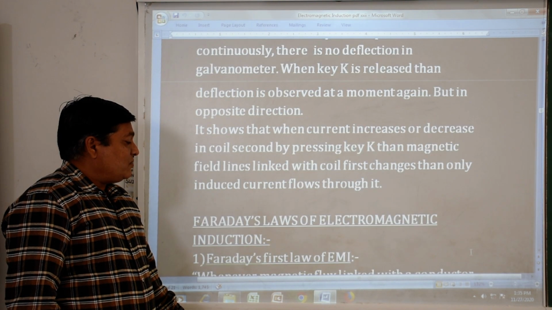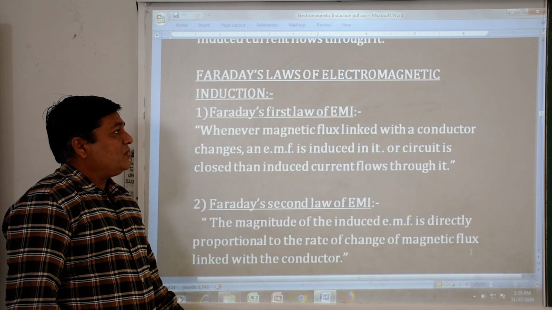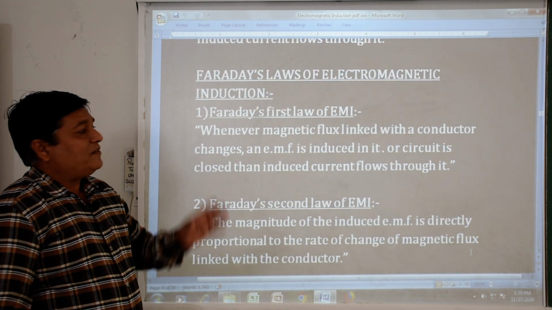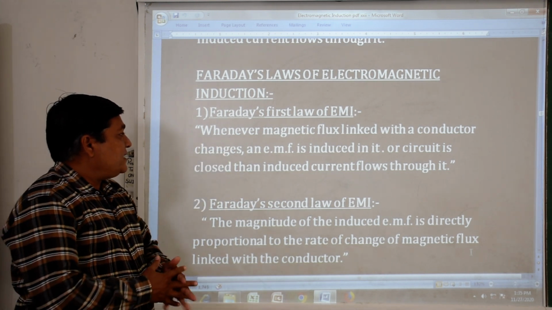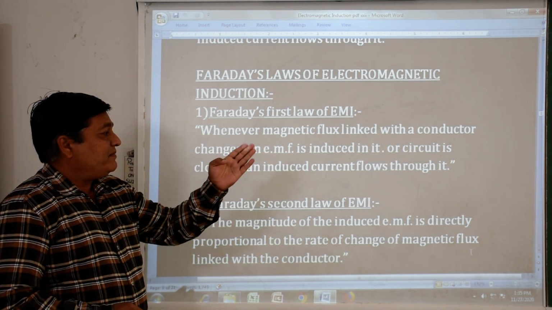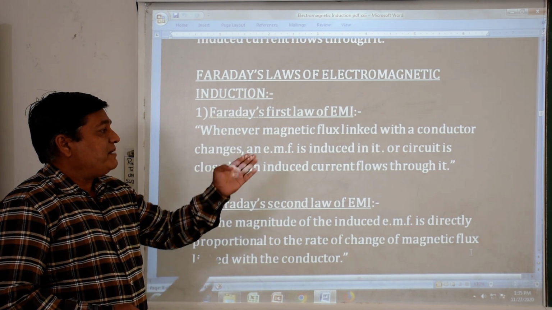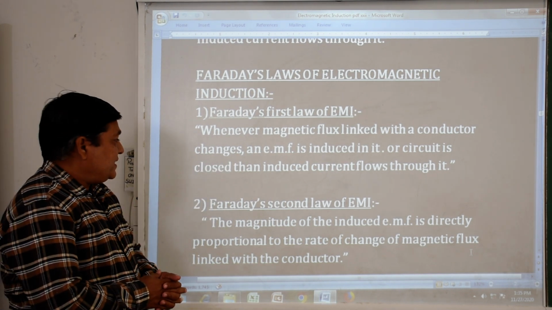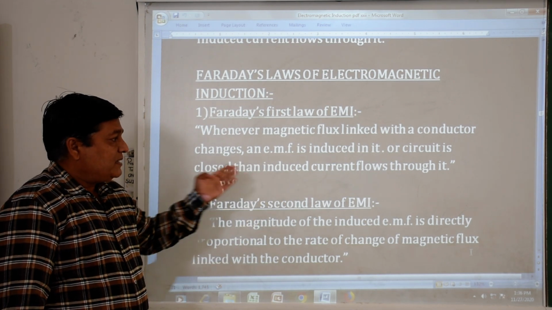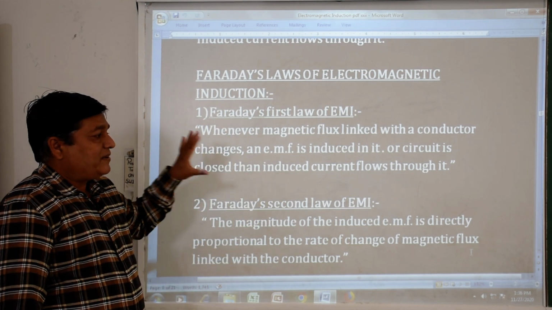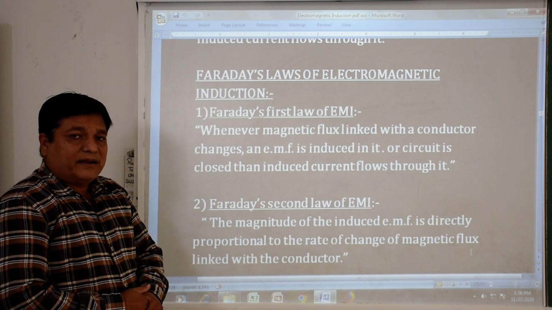On the basis of this conclusion, Faraday has given 2 laws. Faraday's first law of electromagnetic induction, what does it say? The first law says that whenever the magnetic flux linked with a conductor or circuit changes, an EMF is induced in it, and if the circuit is closed, an induced current flows through it. Okay, so this is the first law, Faraday's first law of electromagnetic induction.